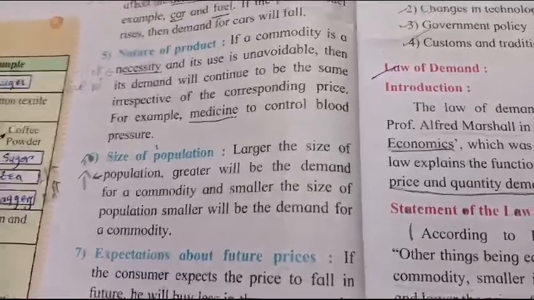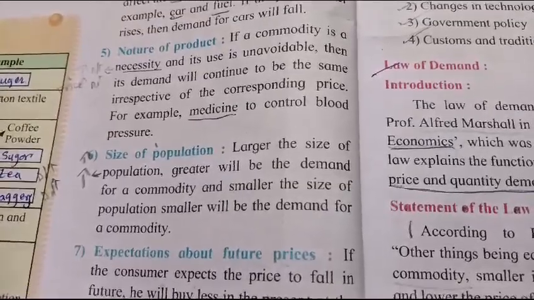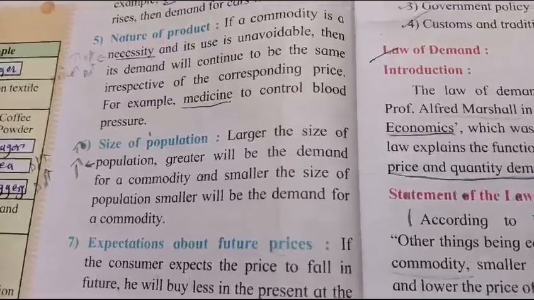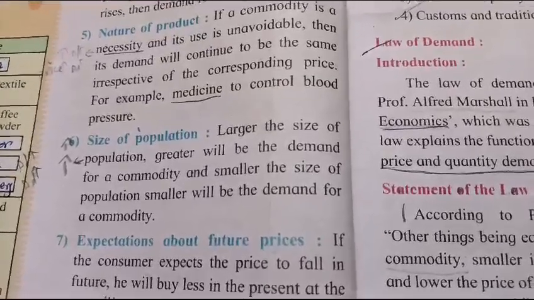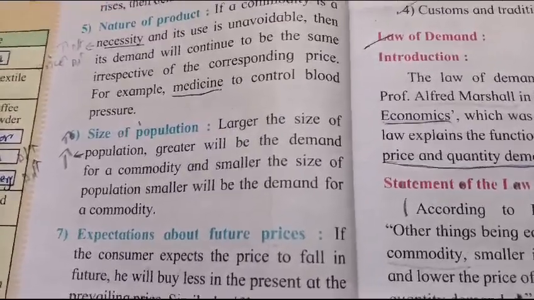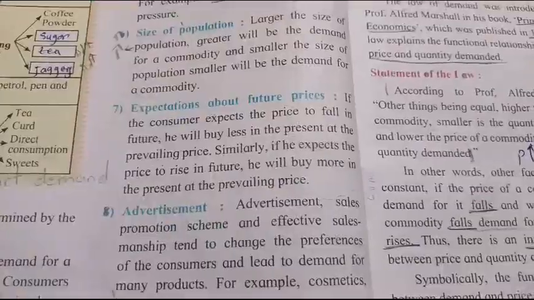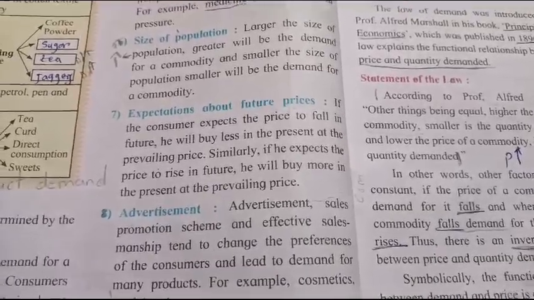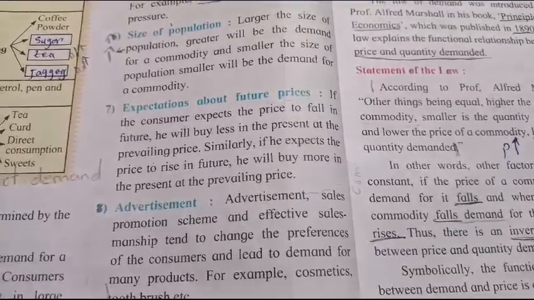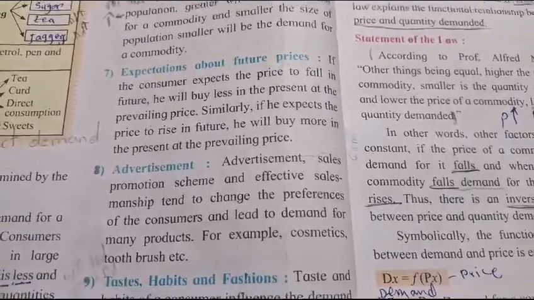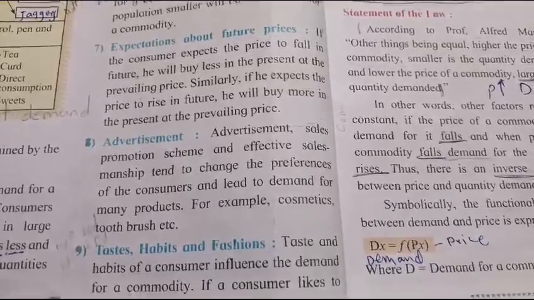Fifth, nature of product. If a commodity is a necessity and its use is unavoidable, then its demand will continue to be the same, irrespective of the corresponding price. For example, medicine to control blood pressure. Sixth, size of population. Larger the size of population, greater will be the demand for a commodity, and smaller the size of population, smaller will be the demand for a commodity.